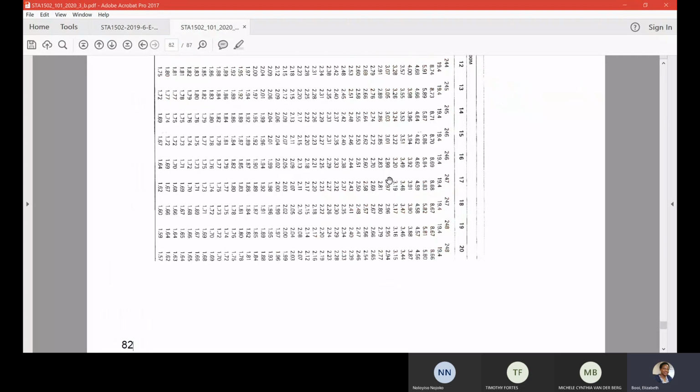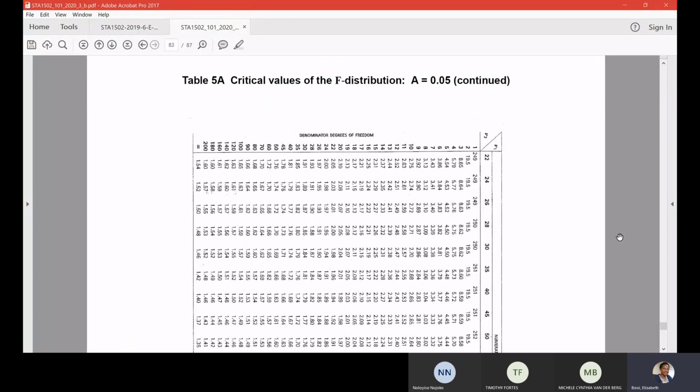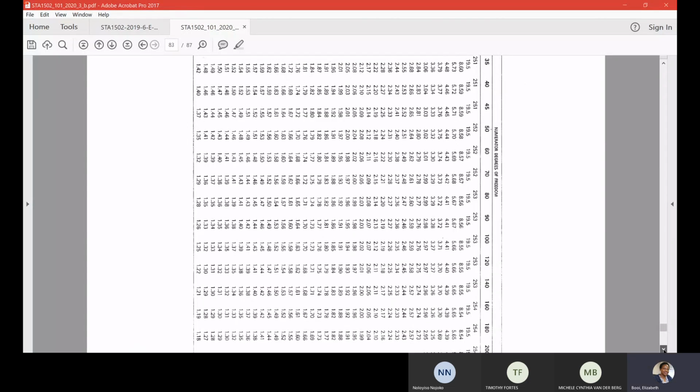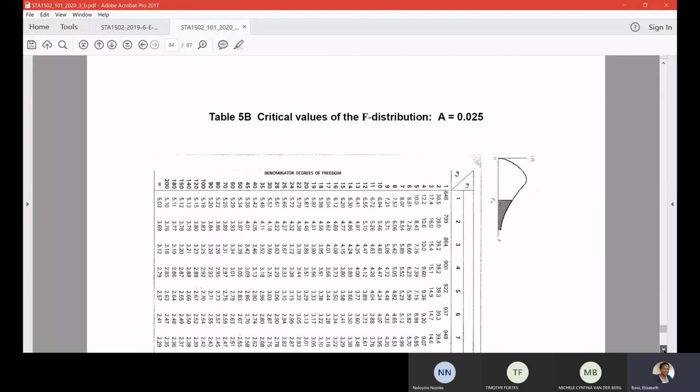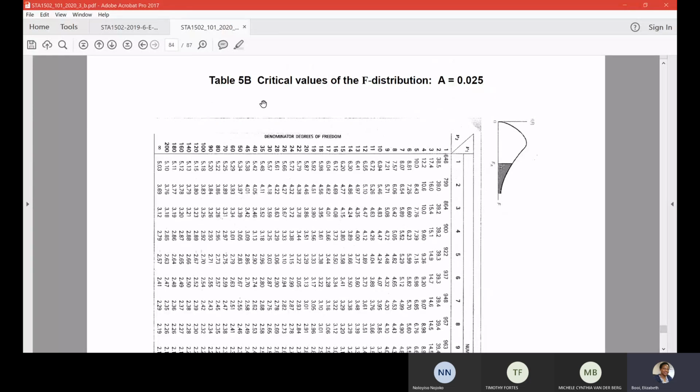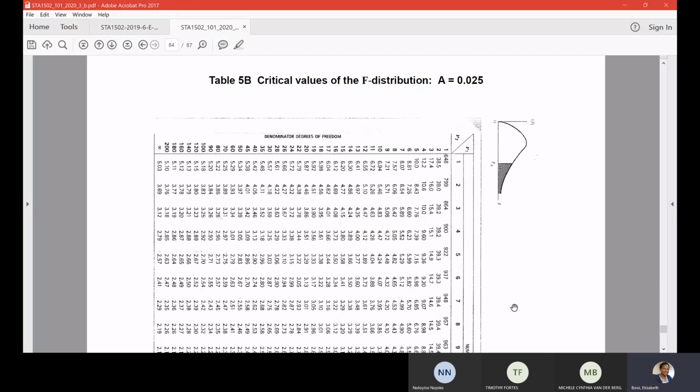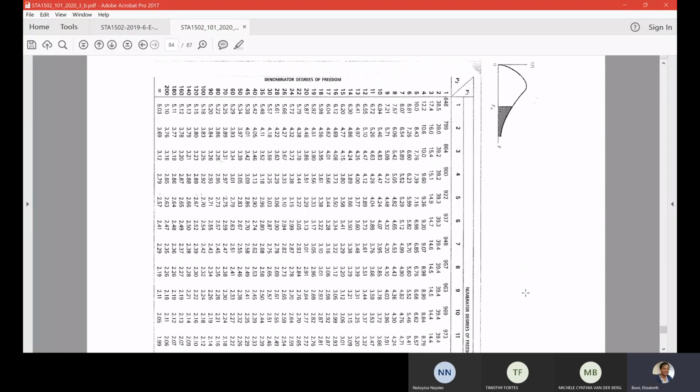I'm not going to turn the page, I'm just going to scroll the way it is. This is still 0.05. We'll look for 0.025. There we go, 0.025. Remember the values, 11 and 26. At the top, we're looking for 11, which is the last column, and at the bottom, we're looking for 26. Where they meet will be your critical value, 2.54.